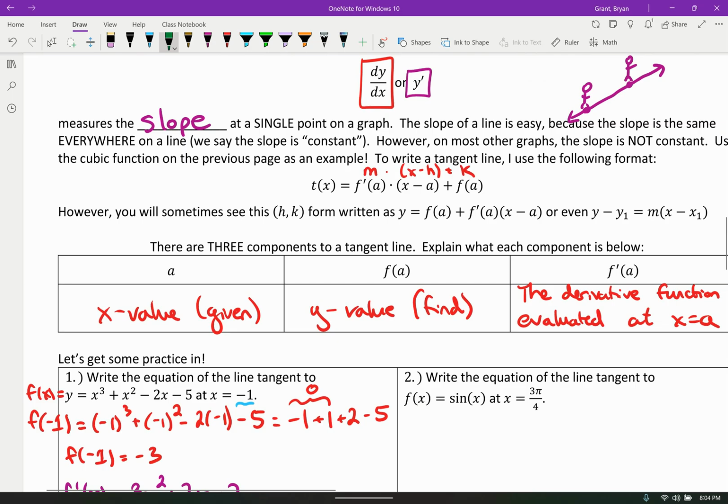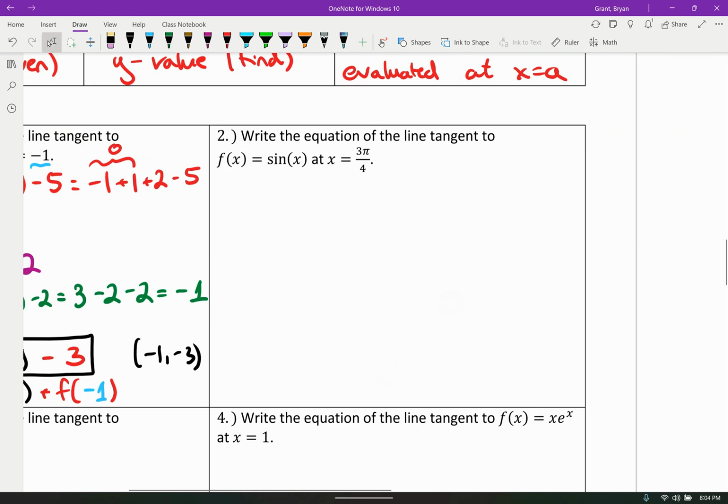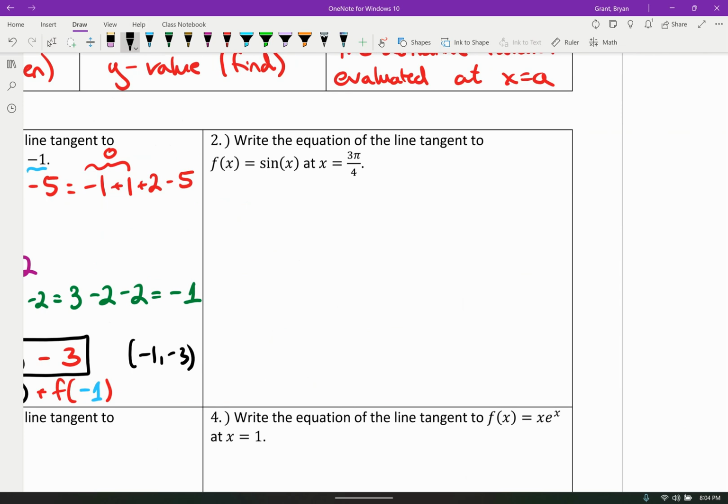All right, let's look at a few more, and I don't have graphs prepped for all of these, but I do for the second one just for fun. So write the equation of the line tangent to f of x equals all that. I'm just going to leave some blanks down below. Okay, and it's at 3 pi over 4, so we might as well fill that in too. And it's the same steps.